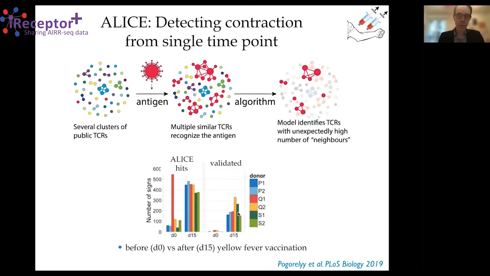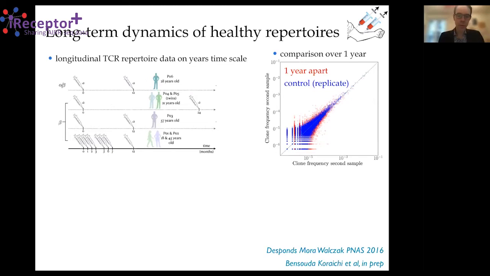Okay, so I've just shown you how one can use longitudinal data to detect disease-specific clonotypes. But now I want to show you a different way one can use longitudinal data to study repertoires. It's really, in this case, to study the natural long-term dynamics of normal repertoires. Of course, that doesn't mean that these people didn't get any infection, because we are always subject to different immune stimulations during our lifetime. But there's nothing in particular that happened to those people.